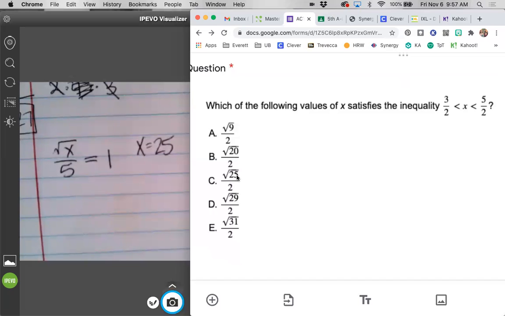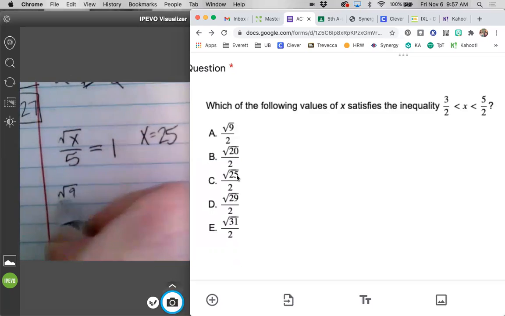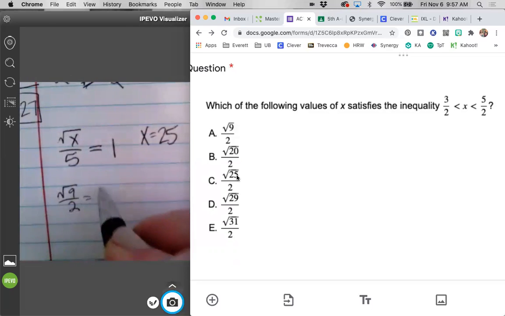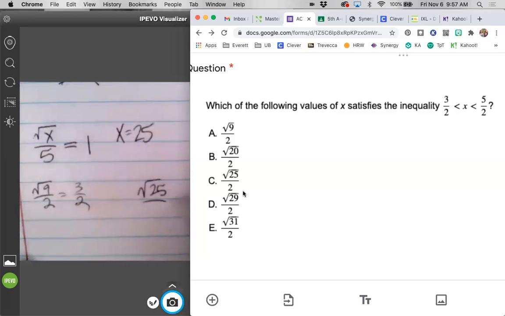So the first thing I want to do, if they go in order, is simplify the ones that can be simplified. So the square root of 9 over 2, that's going to be 3 over 2. That is the low end of my range, and it cannot happen because this is just less than, not less than or equal to. So it can't be A. And then 25 over 2, square root of 25 is what? 5. Well, so if that's 5 over 2, that's the high end of my range, and that can't happen either.